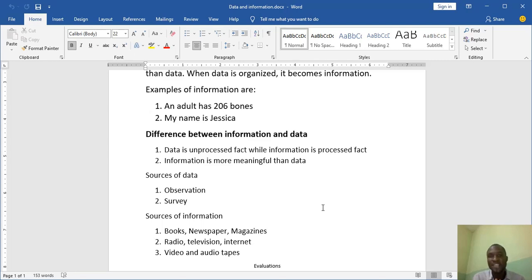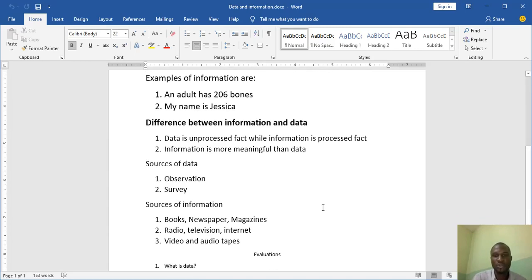If, for example, I don't know a particular thing, I can just take my phone or my computer and ask, what is the area of a circle? And the information for the area of a circle will be given to me because I'm using the internet. I'm going to use a web browser, go to search engines, and the internet will do that. Another source of information is video and audio tapes. You're listening to me now, you're watching the video. That is a source of information.